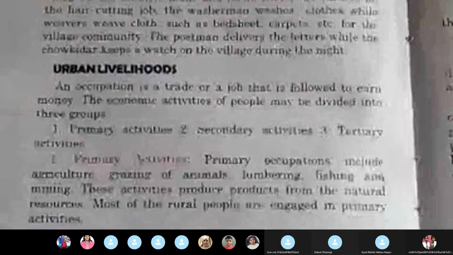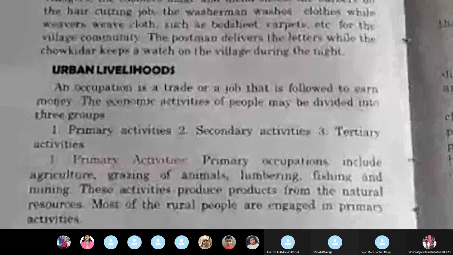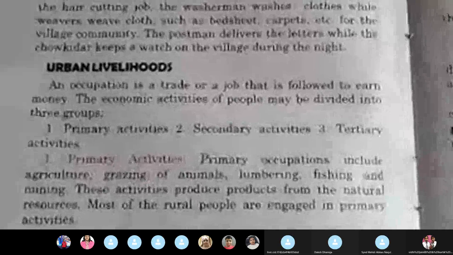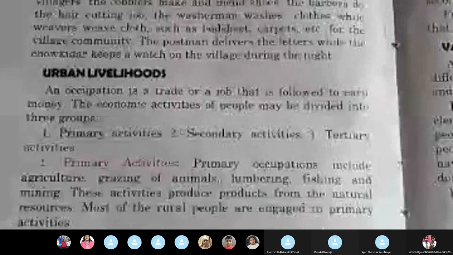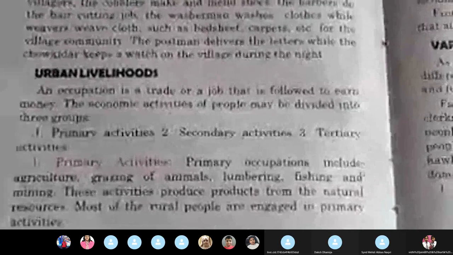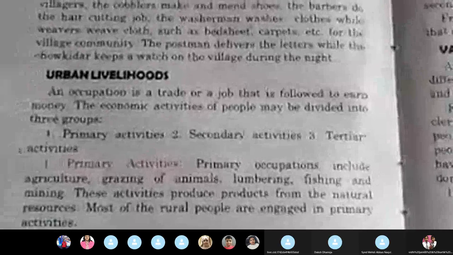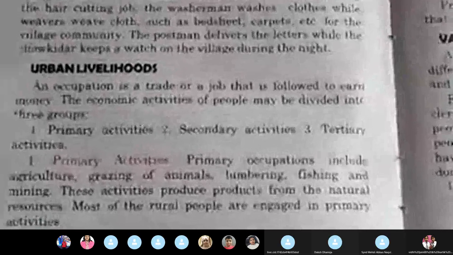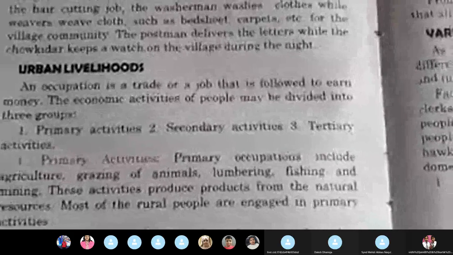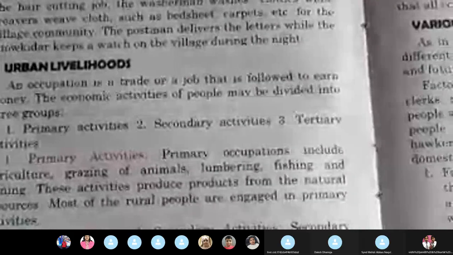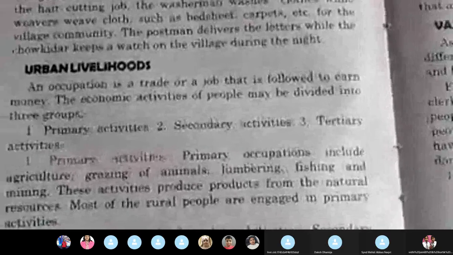Now we talk of urban livelihoods. An occupation is a trade or a job that is followed to earn money. Okay, the economic activities of people may be divided into three groups: primary activities, secondary activities, and tertiary activities. Now, in the village, you know that they are agriculture, and then there are some small jobs.